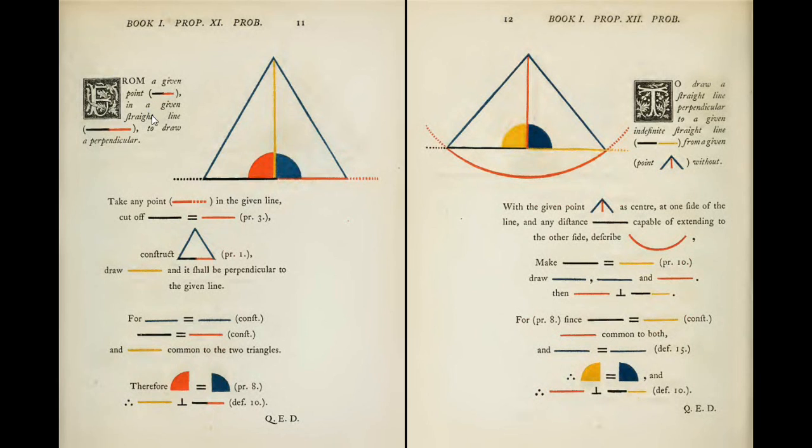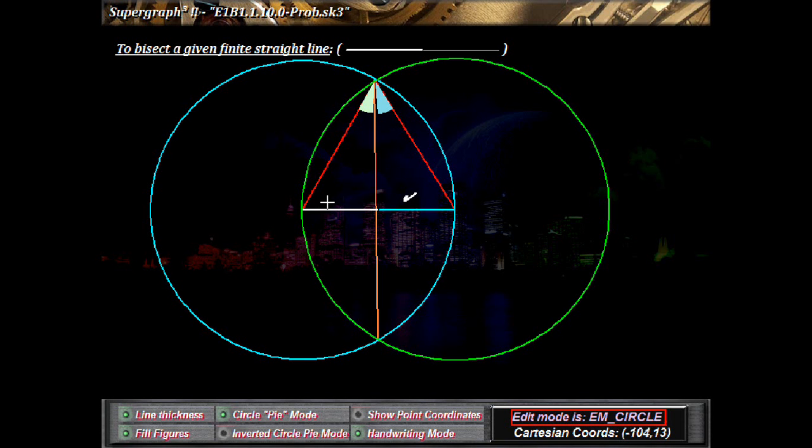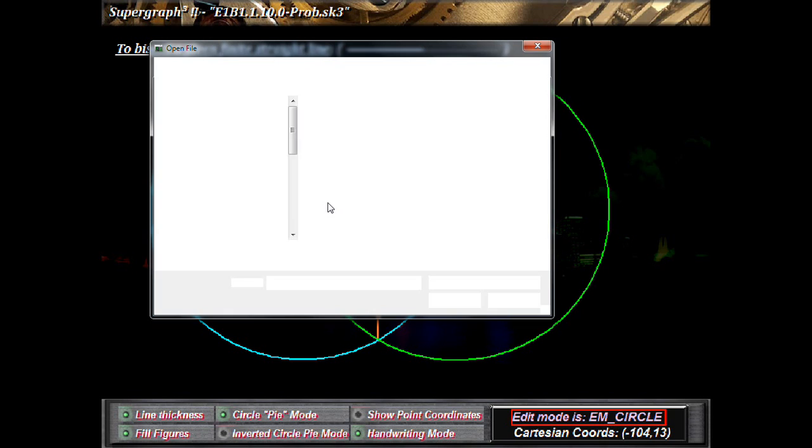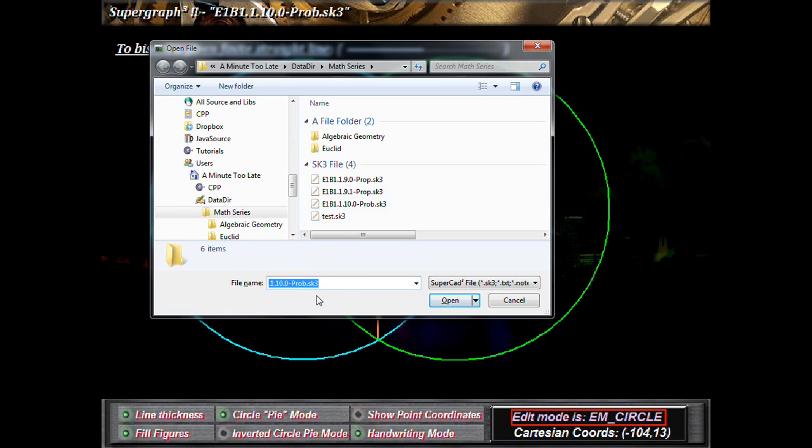Given a point defined by an intersection, red-black in a straight line, red-black, black-red, draw a perpendicular. Okay, well, that should be quite easy by now. Our powers are growing exponentially. So now we're on 11.